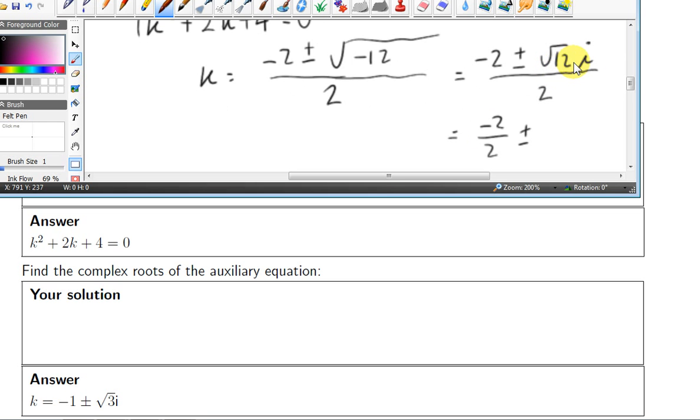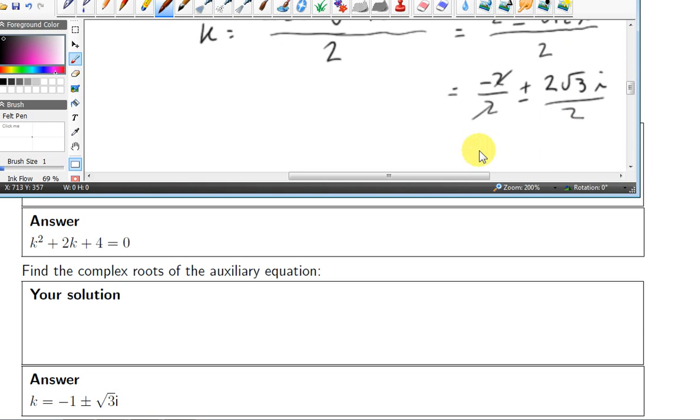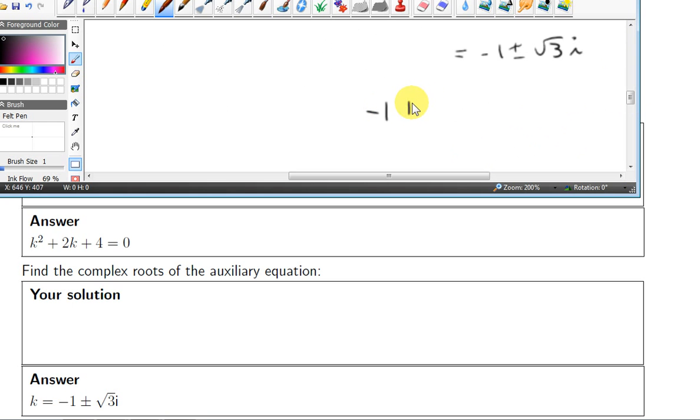Now 12 can be factorized as 3 times 4. So we have root 3 times root 4, or root 3 by 2, 2 root 3. So we end up getting minus 1 plus or minus root 3 i. So we have two solutions. One of them is minus 1 plus root 3 i, and the other one is minus 1 minus root 3 i. Two distinct solutions. One solution is the complex conjugate of the other.